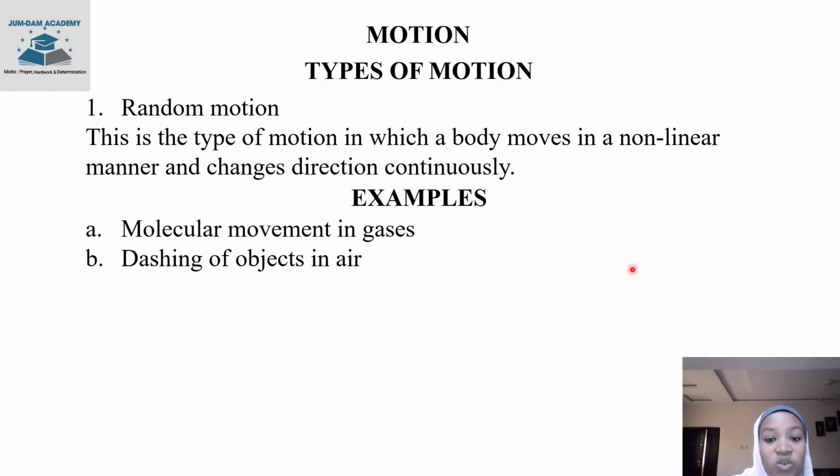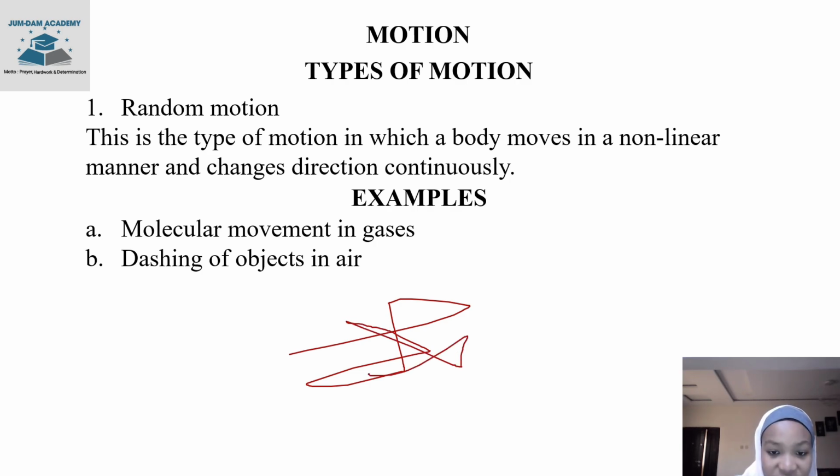Look at the way I'm moving this pointer. I go like this, like this. There is no particular direction. This is motion, yes, but it is a random motion. It doesn't have direction. It is constantly changing direction, and it is not in a linear manner. So random motion also includes the dashing of objects in air. When you throw a feather in the air, the wind will carry it to go left, right, go back up, come down, like that. That is random motion.